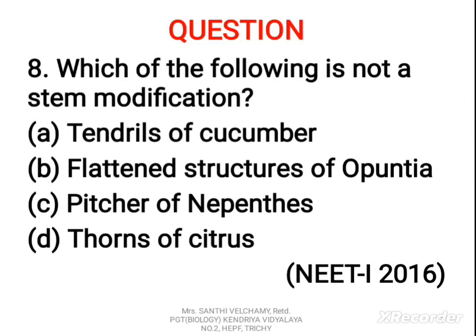So A. Tendrils of cucumber, B. Flattened structure of Opuntia, C. Picture of Nepenthes, D. Thorns of citrus. The correct answer is picture of Nepenthes. So picture of Nepenthes, it is a modification of leaf.